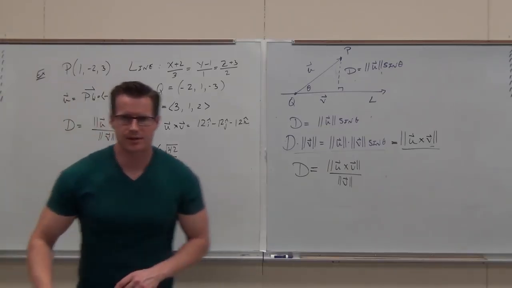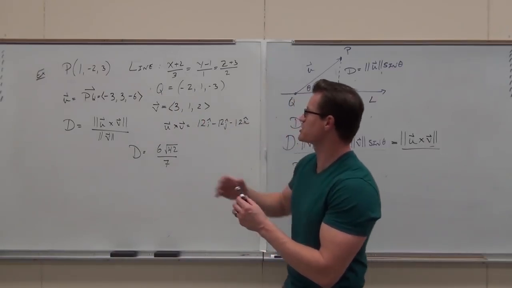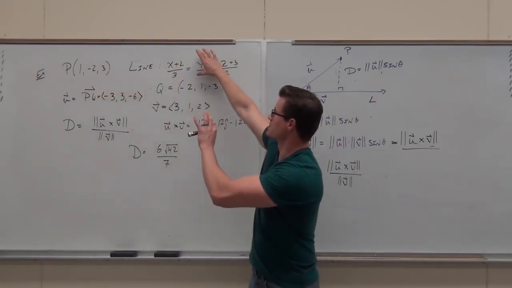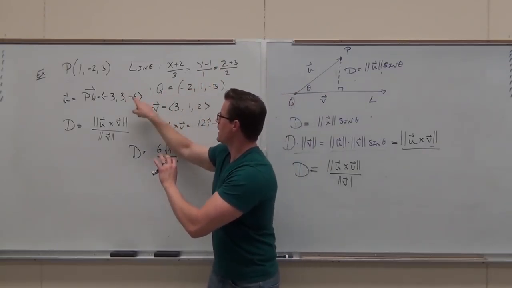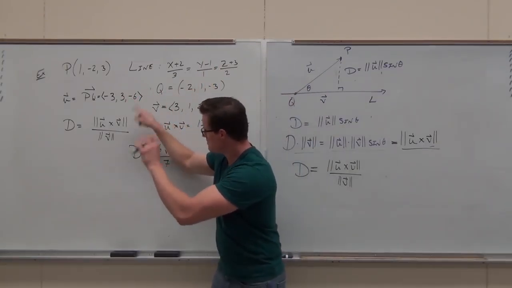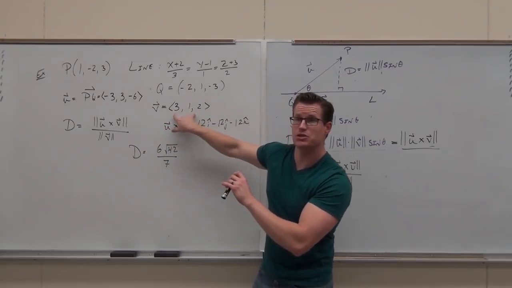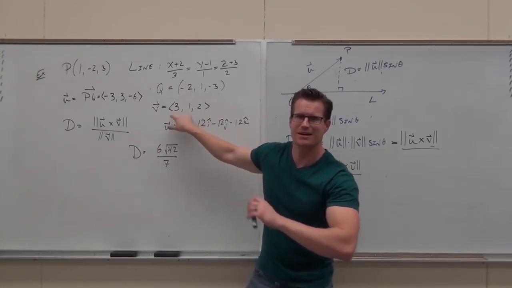I want you to try it. It's not that hard of a thing to do. We just take a point, we take a line. This line gives us a point. It gives us a vector. Just find the vector between these two guys, cross product, magnitude, and divide by the magnitude of that vector, the one from the line, and that does it.